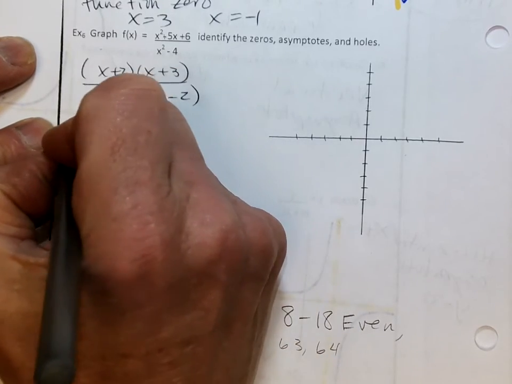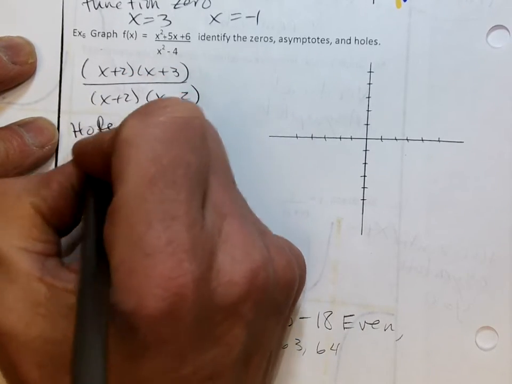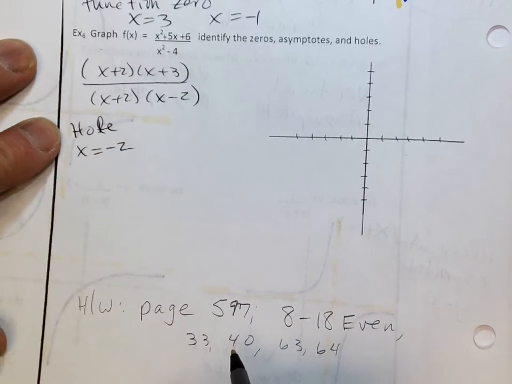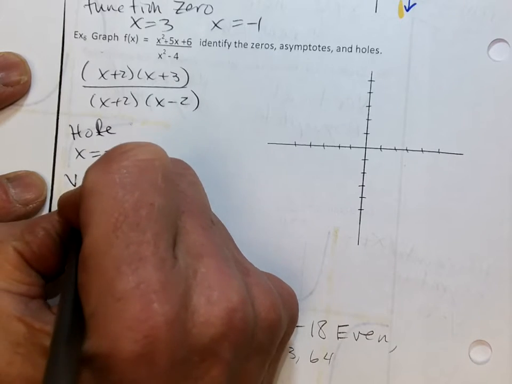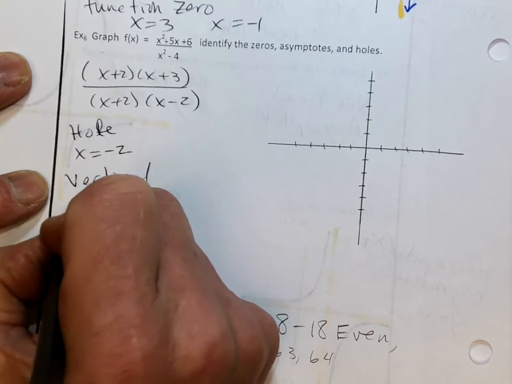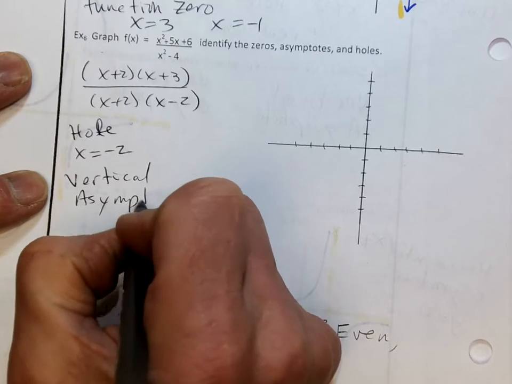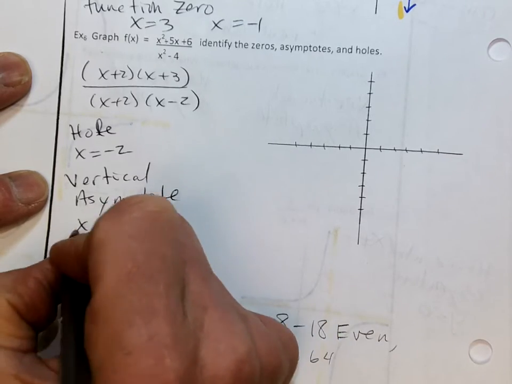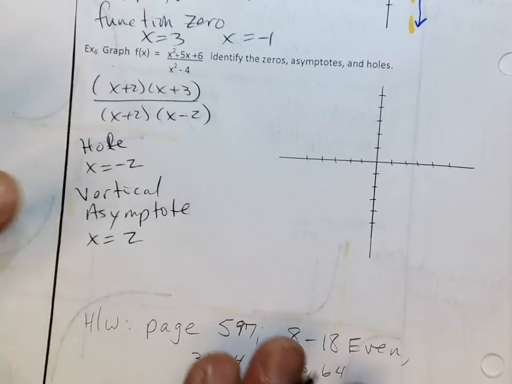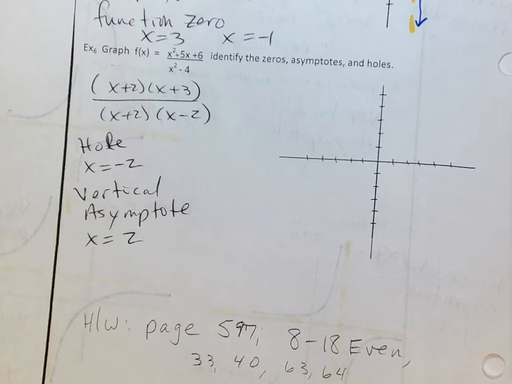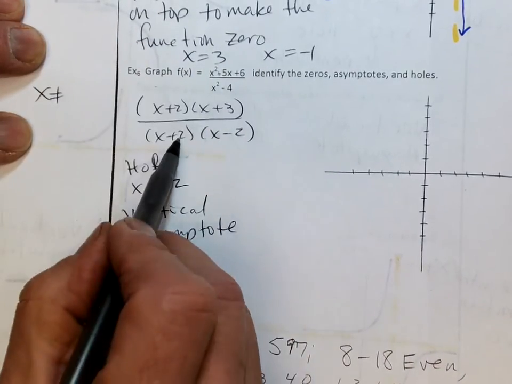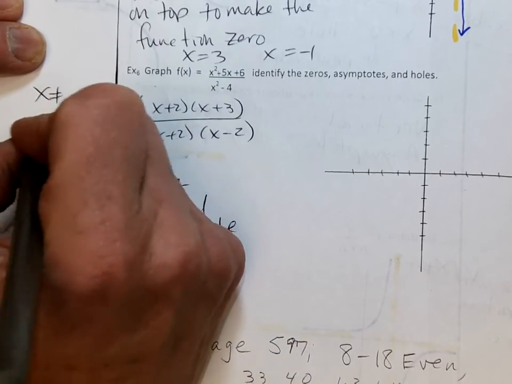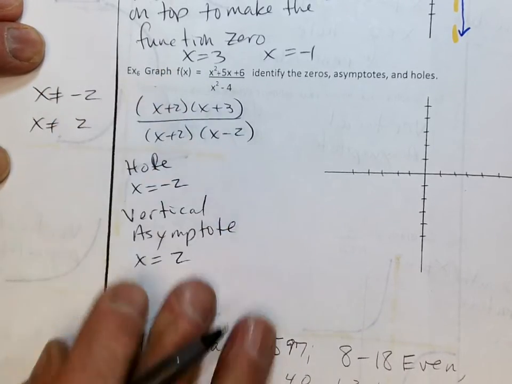There is a hole at x equals negative 2. I know that. And I know there's a vertical asymptote at x equals 2. Before I even graph it, I know this for sure, because right off the bat, I know that x cannot equal negative 2, and x cannot equal 2.